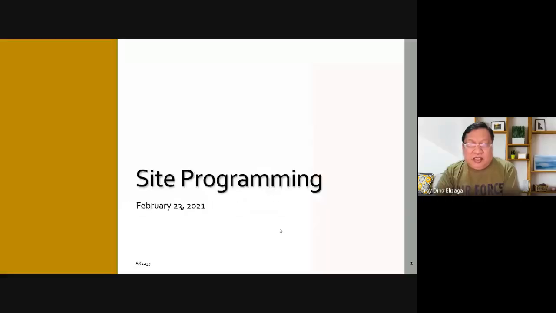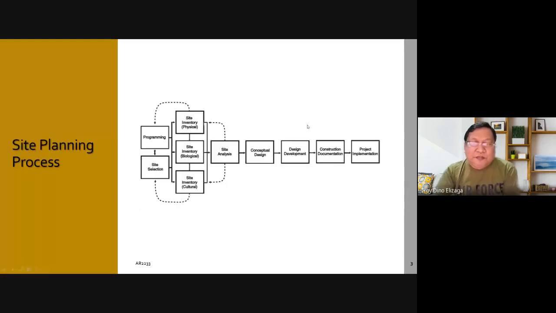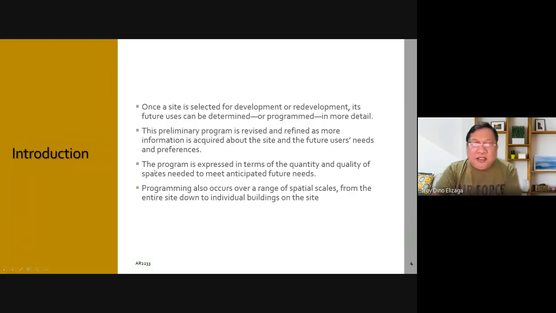The next topic is about site programming. I mentioned that site selection and site programming are interchangeable, but I decided to talk about site selection first. So let me see. Yes, we're still here in the stream left.